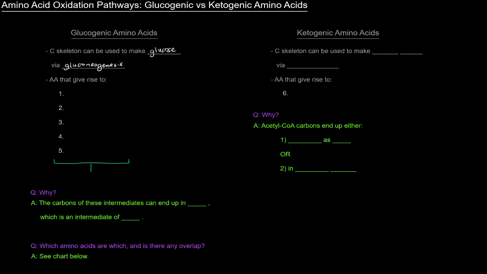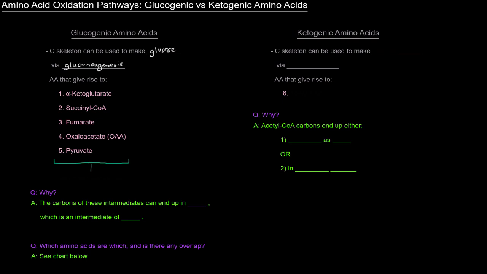So specifically when it comes to the glucogenic amino acids, they are the amino acids that give rise directly to the following key products: alpha ketoglutarate, succinyl-CoA, fumarate, oxaloacetate, and pyruvate. Okay? And why is that?